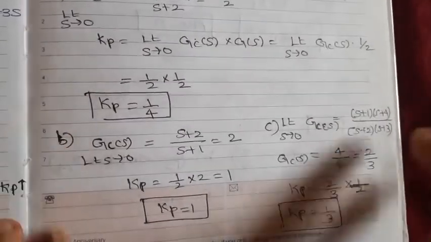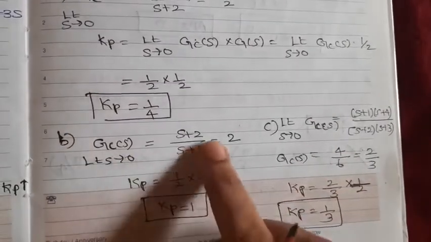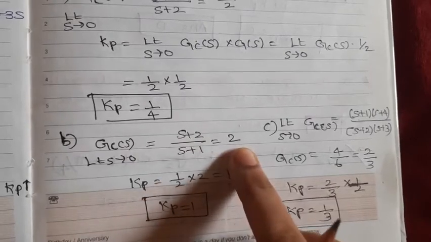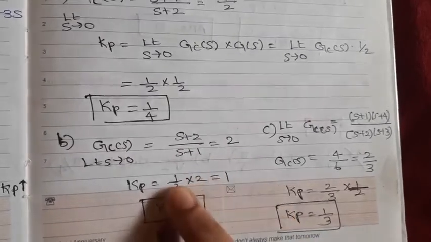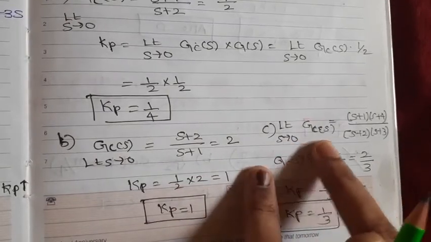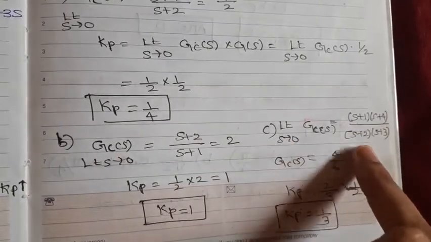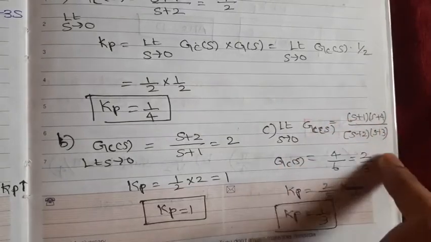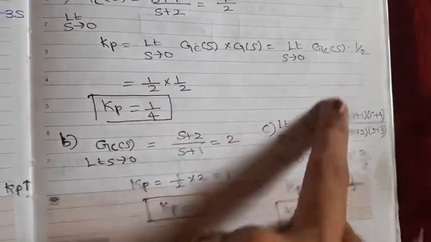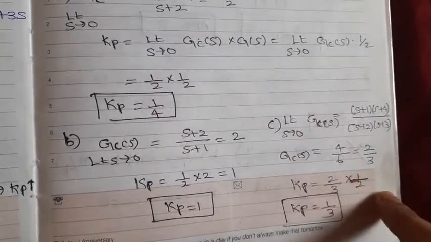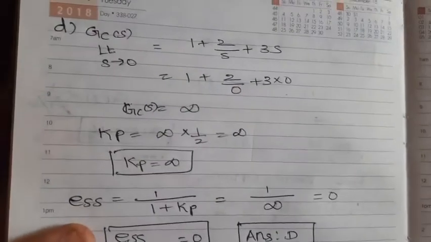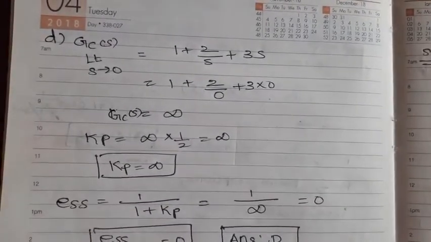Then option B is limit s tends to 0 of this one. Substituting, we will get 2. Already 1 by 2 here, 1 by 2 into 2, Kp is 1. For option C, substituting, we will get 4 by 6, nothing but 2 by 3. Already 1 by 2 is G of s, multiplied with that we will get 1 by 3.